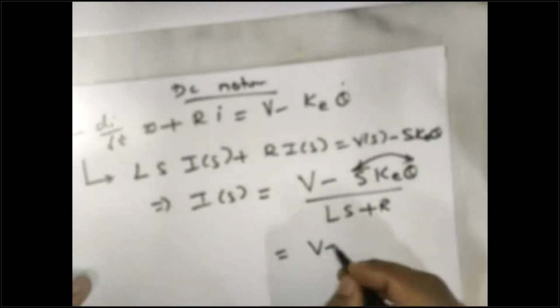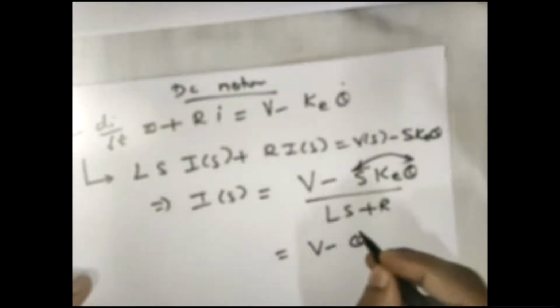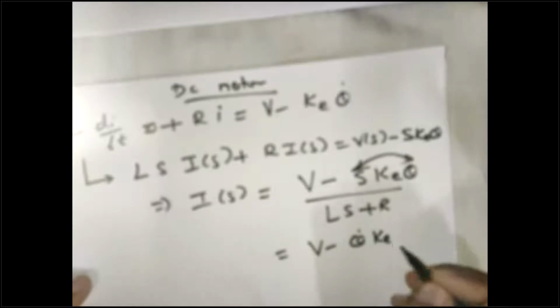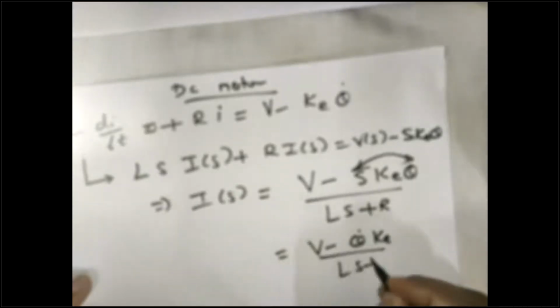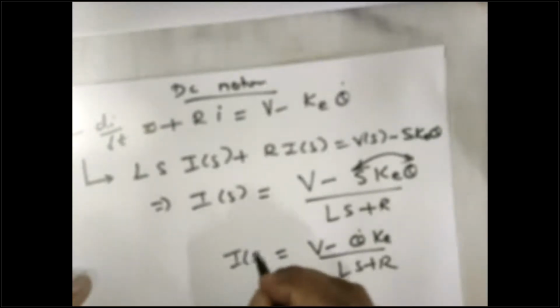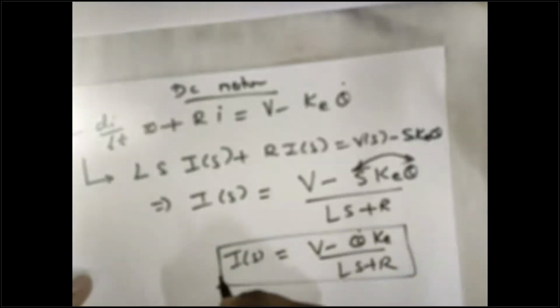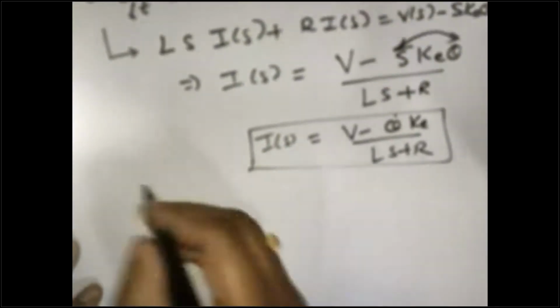So this Ls plus R has come. We have seen that s into theta is nothing but theta dot, so I(s) equals V minus theta dot into Ke, divided by Ls plus R. So this is my I(s) expression. This is from the first equation. Now from the second equation.